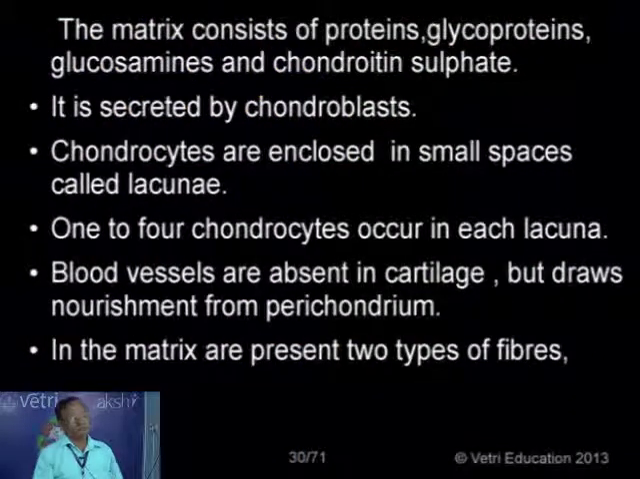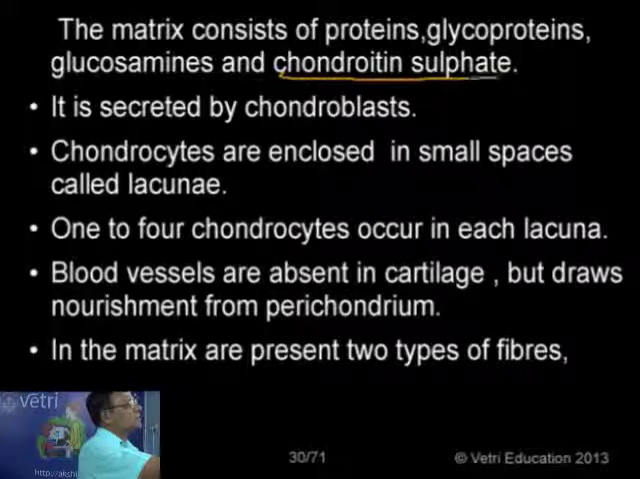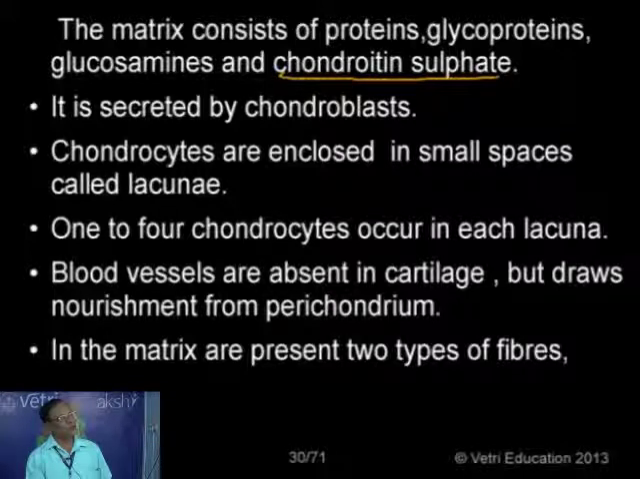Now, what is the nature of the matrix? What is the chemical nature of the matrix? So normally the matrix consists of proteins, glycoproteins, glucosamines, an amino group containing sugar, and chondroitin sulfate. This is a type of salt found in both bones as well as cartilage. A glycoprotein is a conjugated protein. Also we have glucosamines, amino group containing sugars, and also the salt chondroitin sulfate.